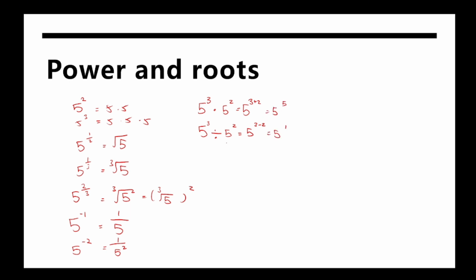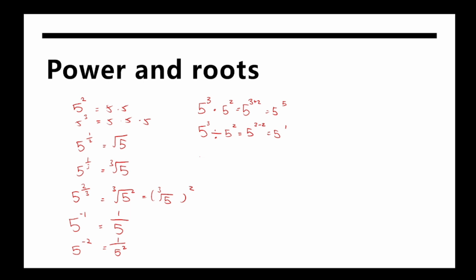This is pretty easy to understand because 5 to the power of 3 is 5 times 5 times 5. If we times another 5 times 5, it will be a total number of 5 times 5 times 5 times 5 times 5, which is 5 to the power of 5. And in the opposite way with divisions.